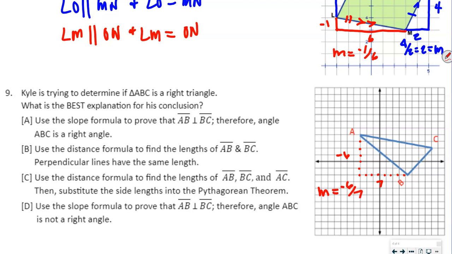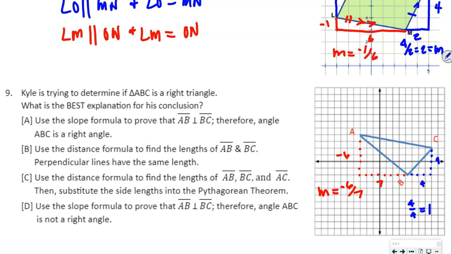So that means if BC is perpendicular to it, the slope should be 7/6, right? Okay, so let's check and see if it is. So here we're going 1, 2, 3, 4 to the right, and 1, 2, 3, 4 up. So 4 to the right, 4 up. So the slope of BC is 4 over 4, which is equal to 1. So because these are not negative reciprocals of each other, this is not a right triangle. Looks like it's a right triangle, but it's not, and that's why we have to check it.